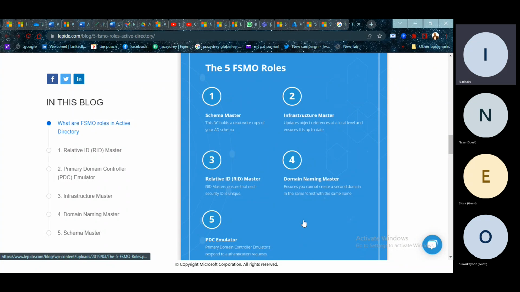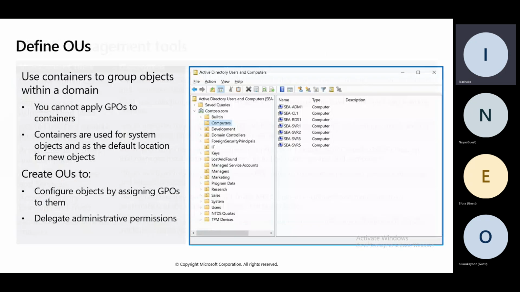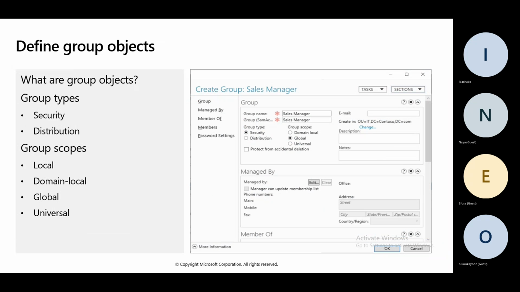Okay, so the next one is your infrastructure master. So what does this one do? It updates object references at a local level and ensures it is up to date. Remember your local level. Let me go back here so that you can understand what they mean by local level. Remember your group scope: domain local, global, and universal. Do you remember? For security type and scope.